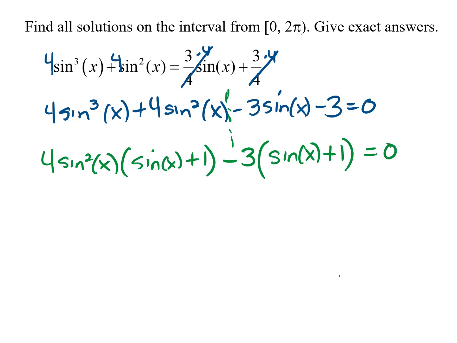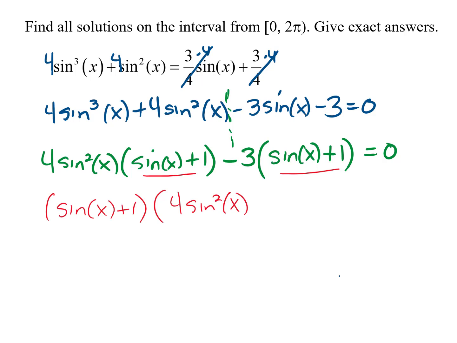Now, factor by grouping will work if this parentheses stuff that you have left matches, and it does. So I'm going to factor that out in front. So I'm going to factor out a sine x plus 1 in parentheses. What that would leave is 4 sine squared x on the first piece, and it would leave minus 3 on the second piece equals 0. So now I have it factored.